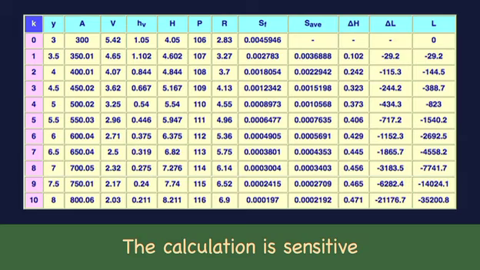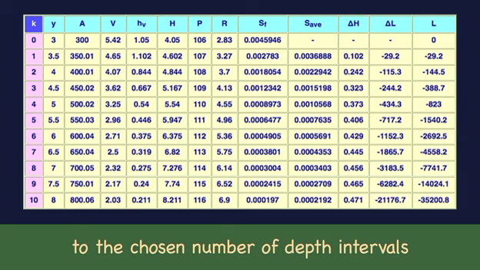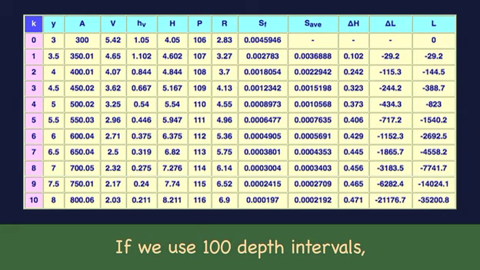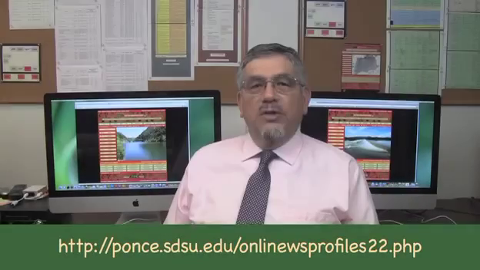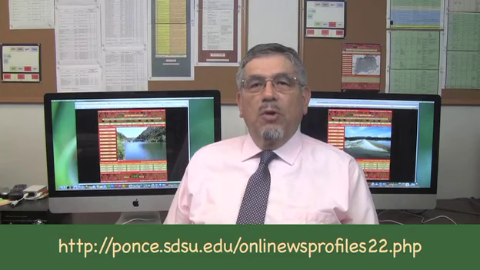Yet the calculation is sensitive to the chosen number of depth intervals. If we use 100 depth intervals, the total length of the profile is 65,029.3 meters. This result stresses the importance of using very small depth intervals in order to guarantee accuracy.